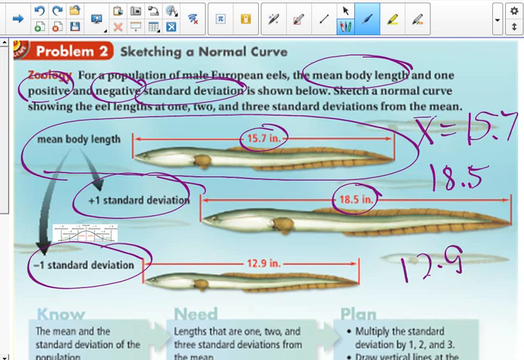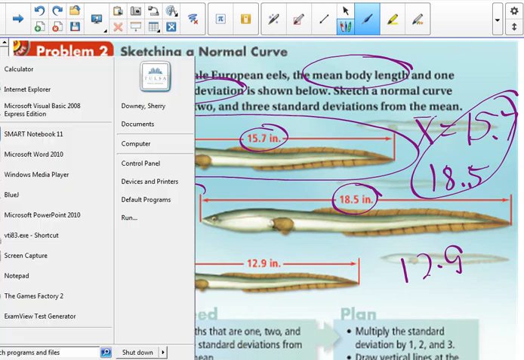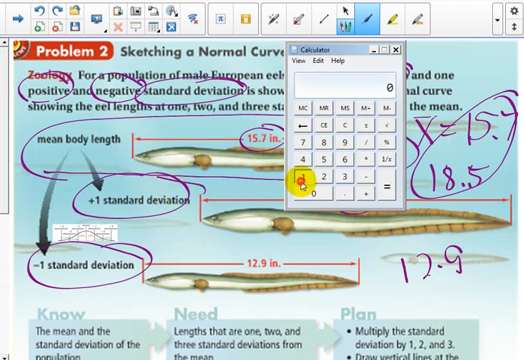So let's see what the difference between the mean and the first standard deviation is. So we're going to take 18.5 and subtract 15.7.